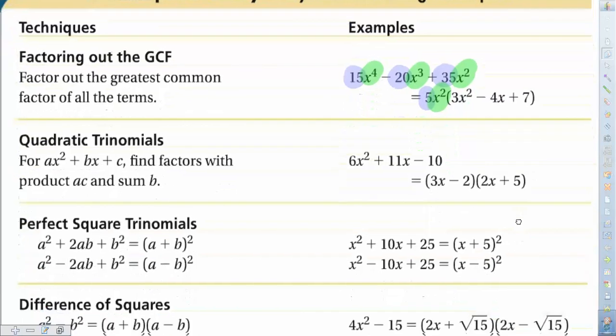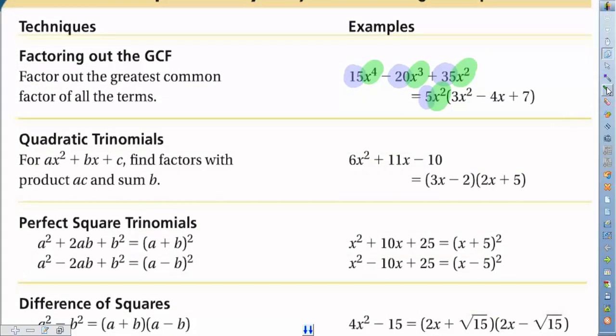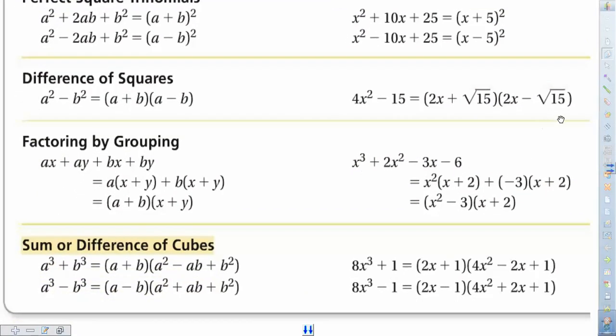Okay, quadratic trinomials, we talked about the real simple kind. This is that really ugly one where you have a leading coefficient that's not 1, and there are no GCFs here. So either guessing and checking or factoring by grouping. In fact, they talk about factoring by grouping right down here, right?